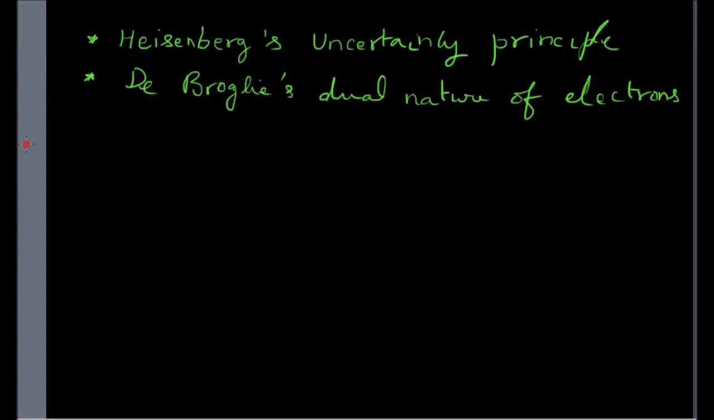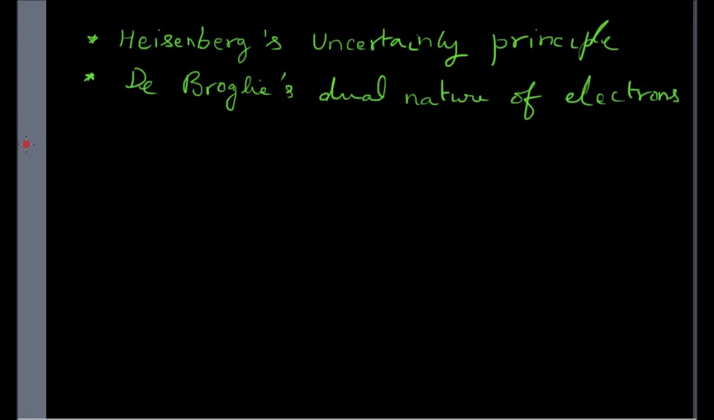Even though Bohr's model of atom was a milestone development in the structure of atom, and he got Nobel Prize for his model, his model of atom was found to be inadequate due to the development of two concepts subsequently. The two are what you see on the screen. One is Heisenberg's uncertainty principle, and the other is de Broglie's dual nature of electrons.